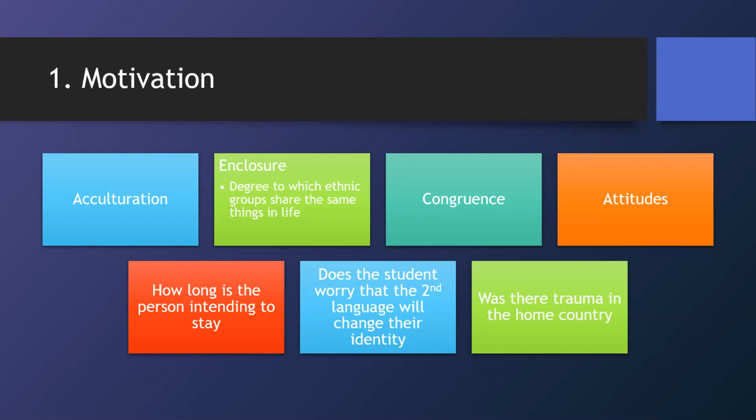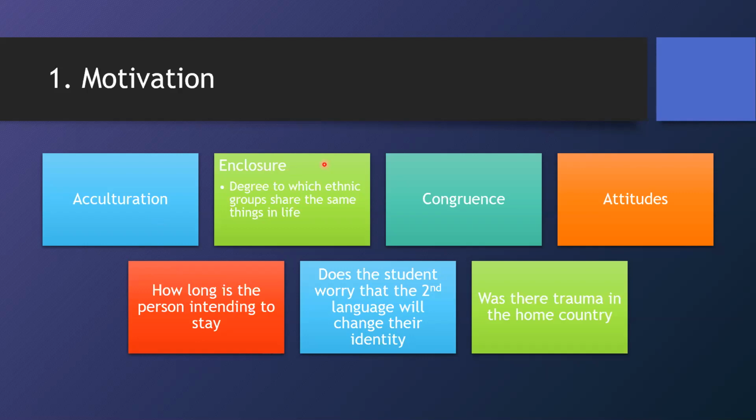Because remember, the reasons that you end up in another country matter, whether you are fleeing as a refugee or whether you are making an intentional decision to come in as an immigrant. So that may affect your perception of acculturation, and your motivation. Okay, another possibility is what's called enclosure.